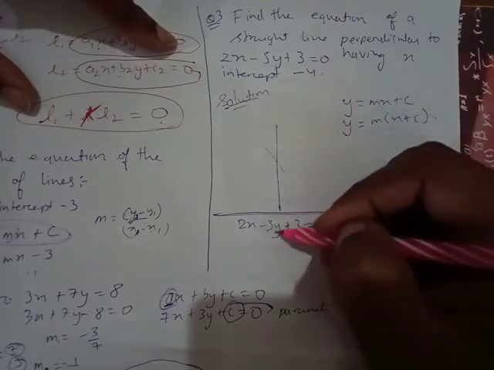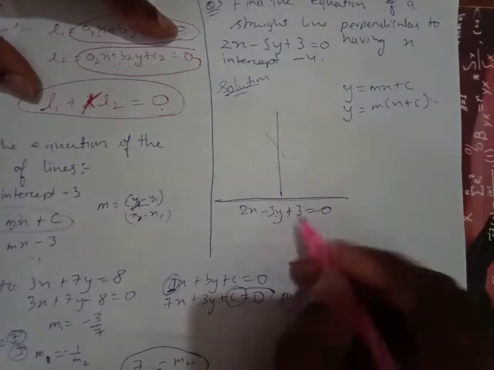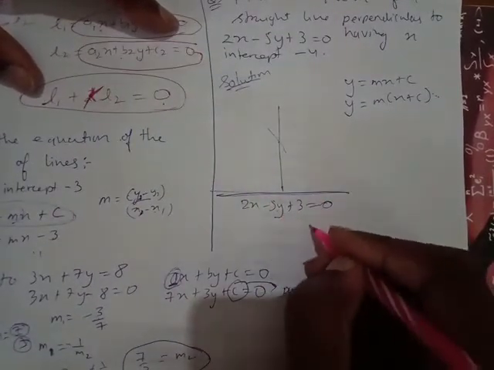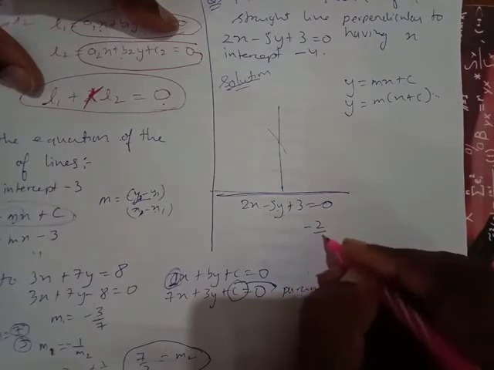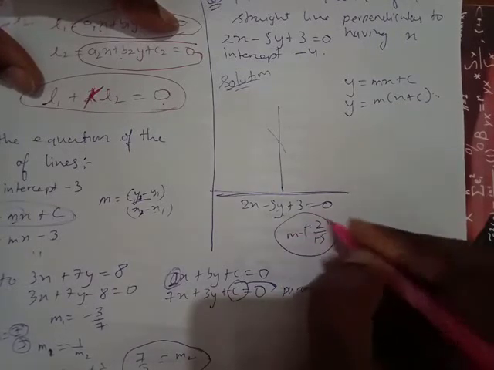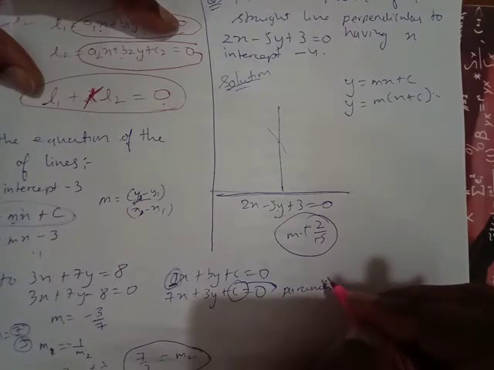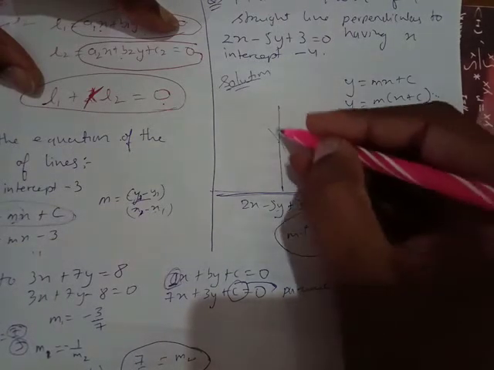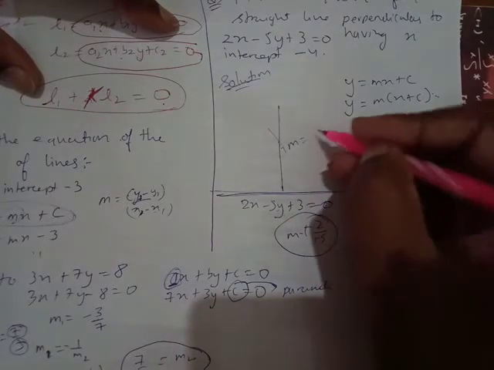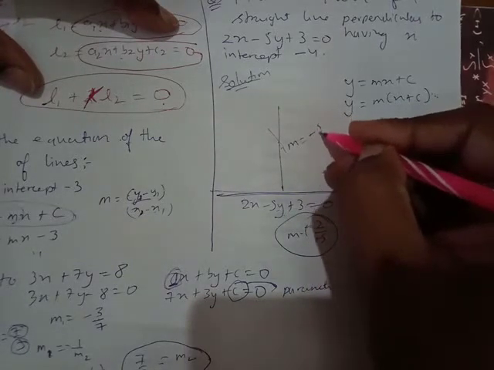So let's see what is m for this. What is m, or slope, of this line? So slope of this line is going to be -2 over -5, that is going to be m equals 2 over 5. Okay, so what is m for this line going to be? m for this line is going to be reciprocal of this and negative of this. So -5/2.